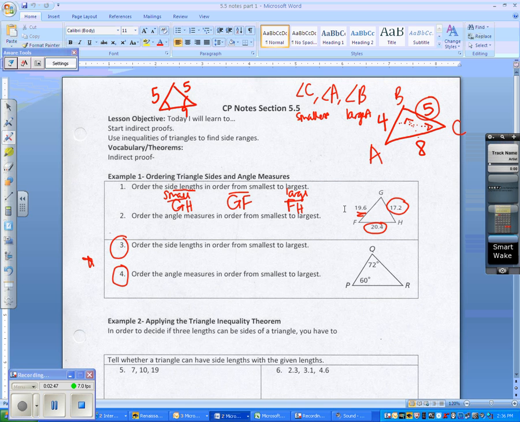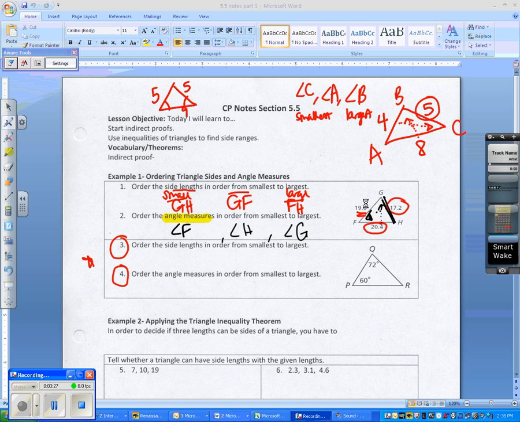Okay, so based on those side lengths, we can now assess the angle measures and see which angles are the smallest or the largest. Since GH is the smallest side, we take the angle across from it, so that's angle F. It has to be the smallest angle. The largest side we said was FH, so the angle across from that one is G. See how it's across from it? It's not touching it. So angle G is the largest angle. And then the angle across from GF is H, so angle H is the middle. So that's how you would answer number 2. You're going to go ahead and try to do number 3 and 4.